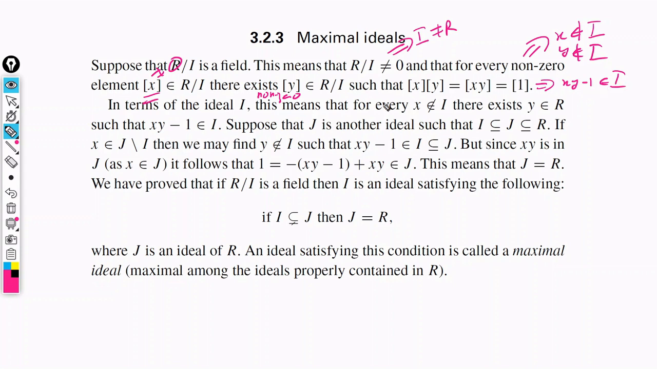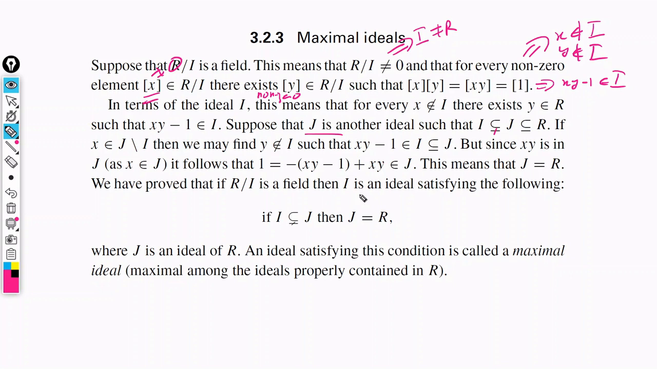So this means for every x not in I, there exists a y in R, of course y not in I but y in R, such that xy minus 1 belongs to I. We have to show that this I is maximal. So we just assume that suppose there is another ideal J which contains I, then we have to show that J equals R.